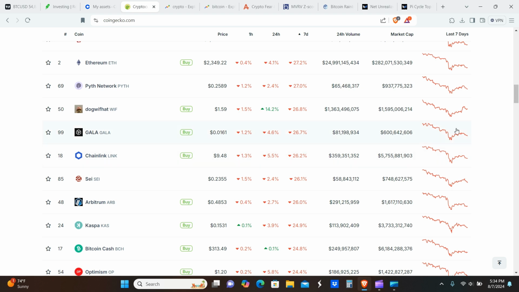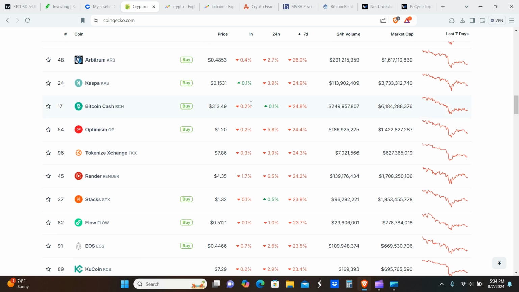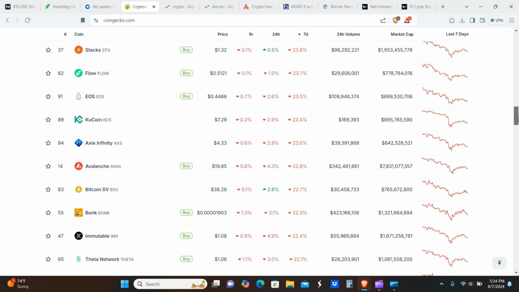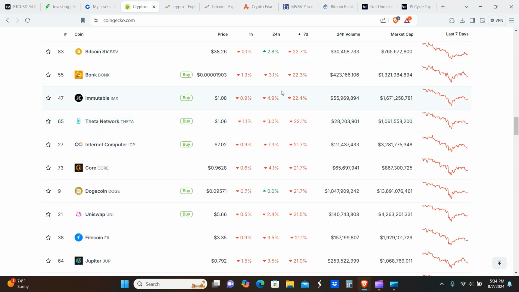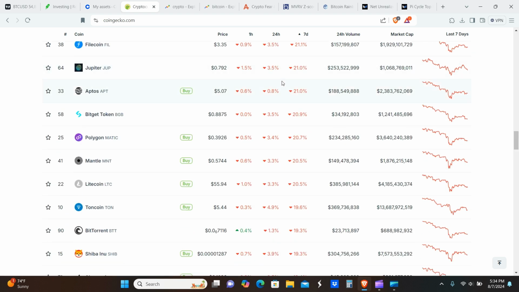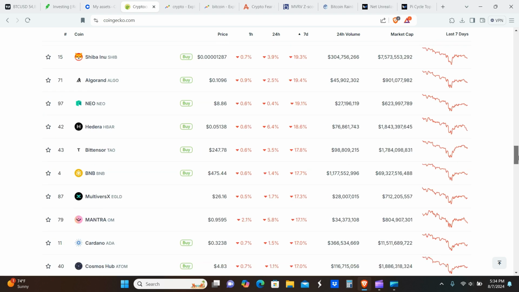Okay, Gala. I can go on and on about this. Bitcoin Cash, that's another one that everybody loves. Render. Let's see what else we got here. We got Bonk, Internet Computer, Filecoin, Uniswap, Dogecoin, Jupiter, Polygon, Litecoin, and yes, we know what all of these projects are. Shiba Inu, we don't cover all the projects that we're aware of. We just cover the ones that make sense to us.